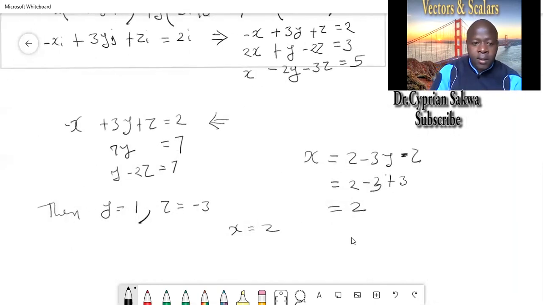So that is the end of today's lesson. We'll have our next lesson on other topics in vector analysis. We'll look at the dot product, cross product, and their applications.